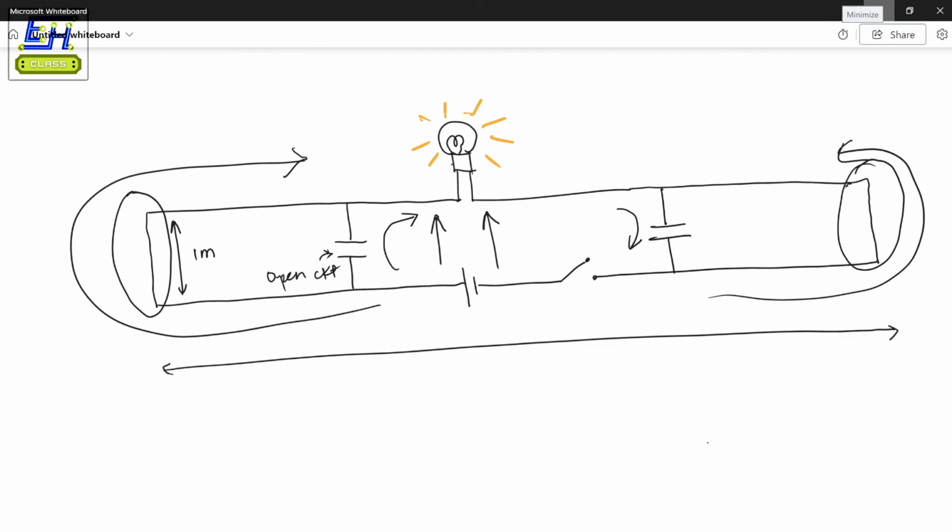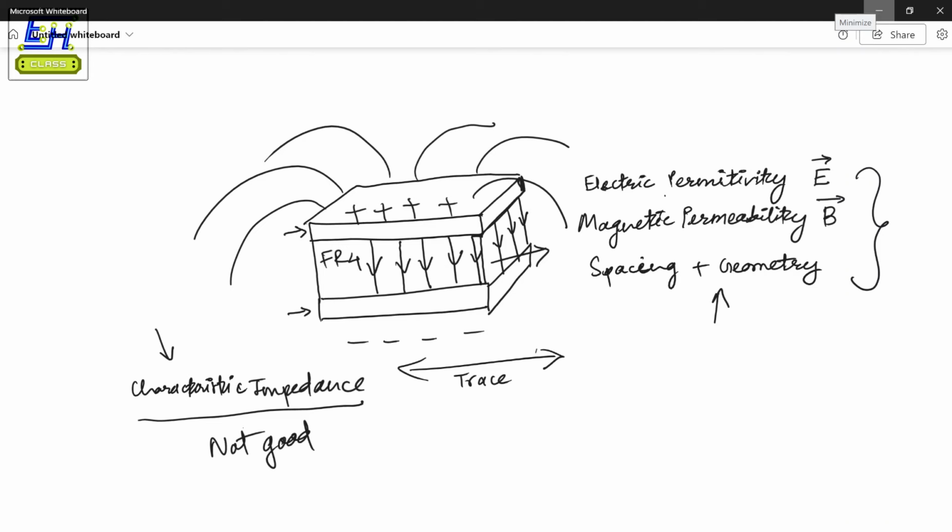But only in the case of open circuit, the light will remain on for just the transient. And when the signal that travels then knows that there is an open circuit, only then will there be no energy transferred at the load side because of the reflections at the open circuit end. Now, I would like to extend this discussion to PCBs.